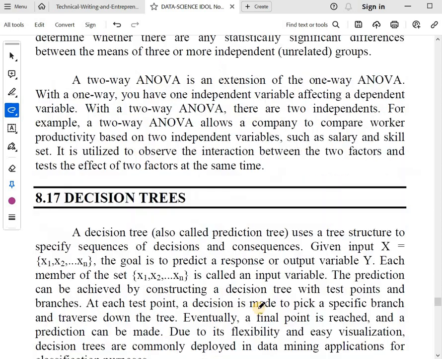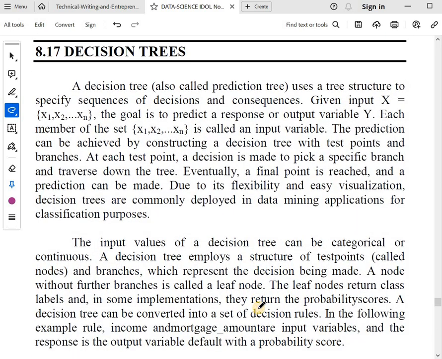Now the next concept that we have is decision trees. Now you are going to make a sequence of decisions and consequences in a decision tree.